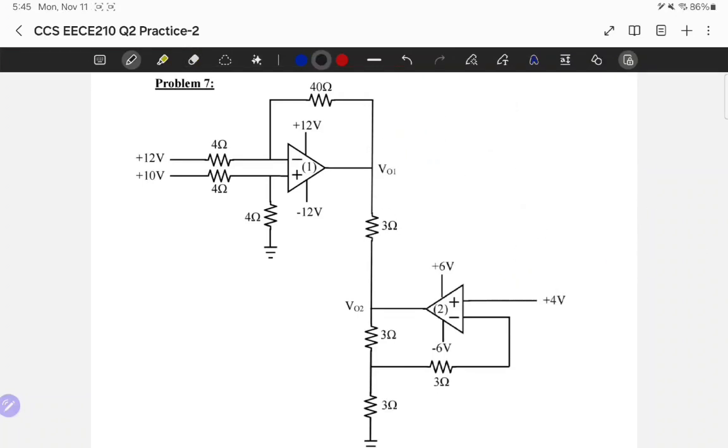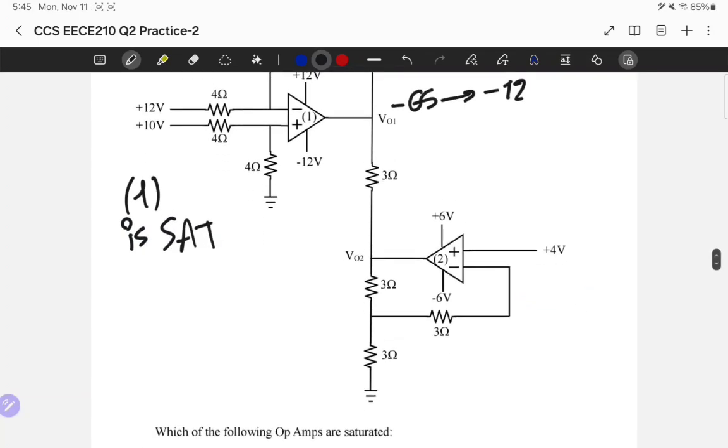Okay, so I find here minus 65, which I'm going to quickly put as minus 12, and op amp 1 is saturated. Now let's calculate for op amp 2. Now, the starting point of any op amp problem is to mark its nodes. So here we have VP and here we have VN. Now, immediately you can say VP is equal to 4 volt.